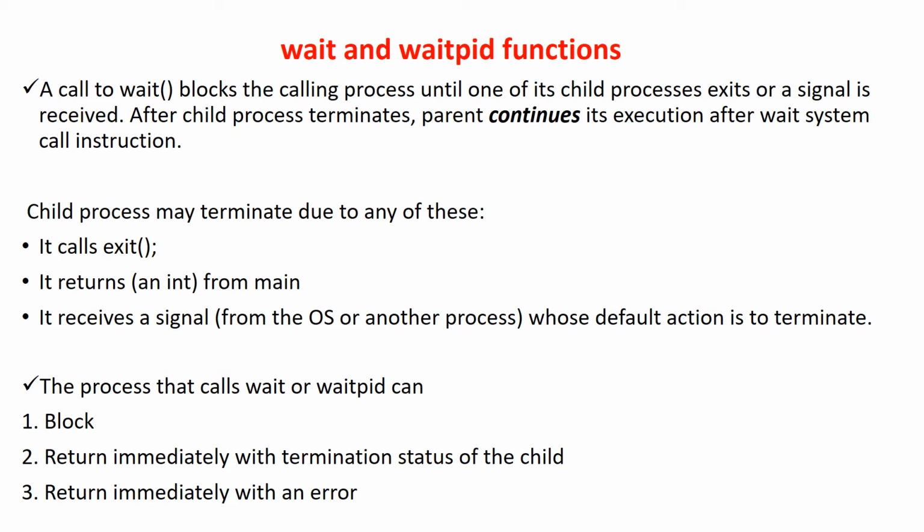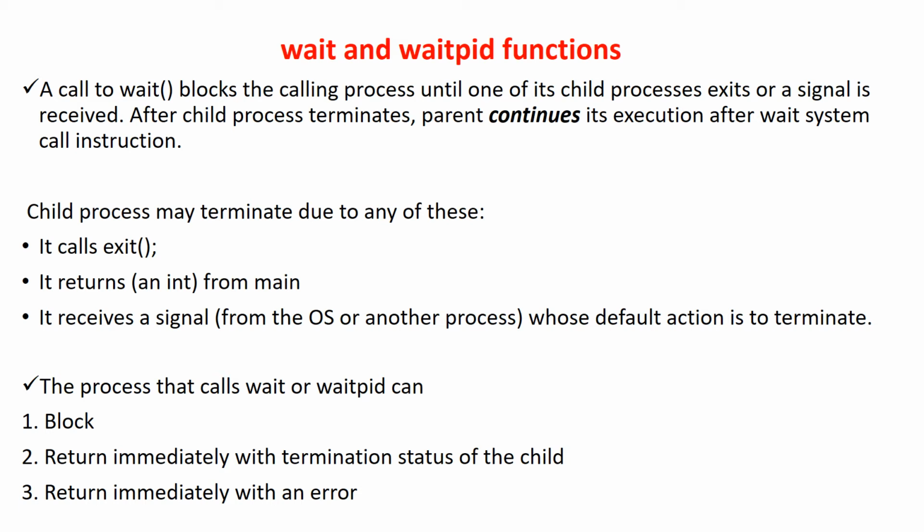A child process may terminate for any of the following reasons. It can call the exit function, which in between automatically terminates it, because exit should be called only when you want to quit the existing process. Otherwise it returns an integer value to main. That's also one way. If a return statement is the last statement of the program or function, it returns an integer value and terminates.